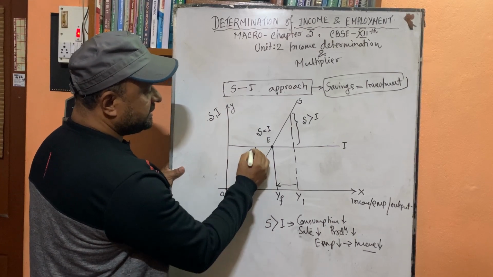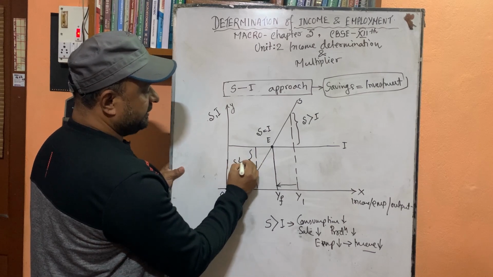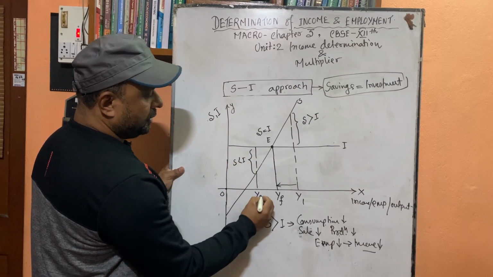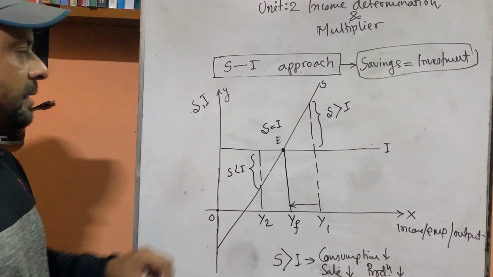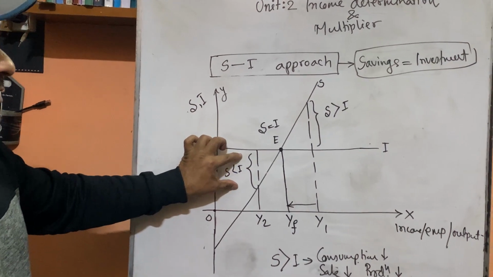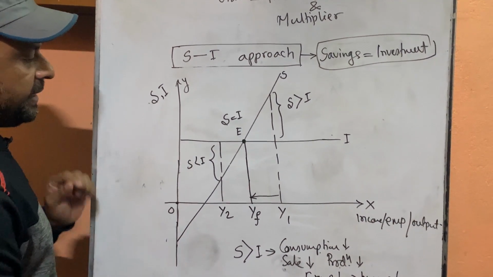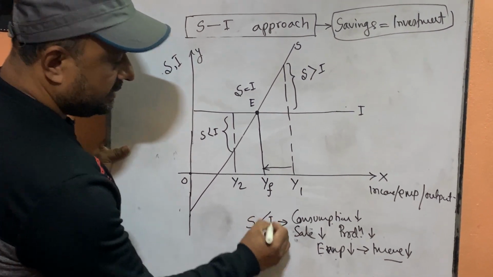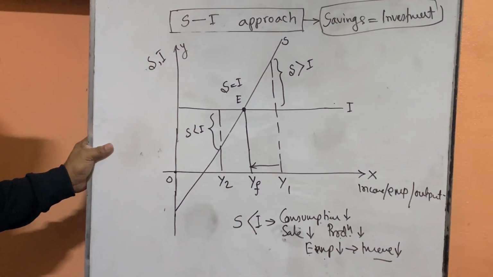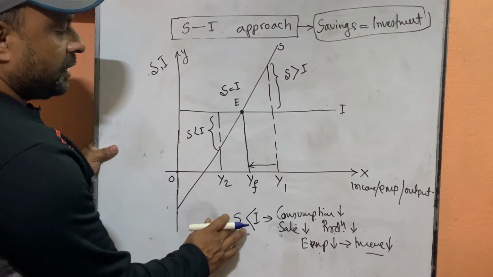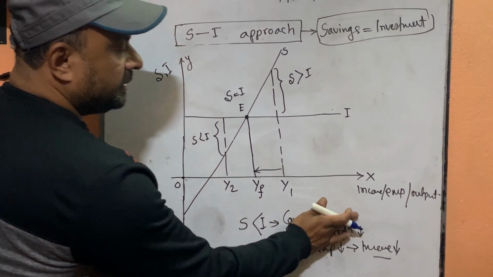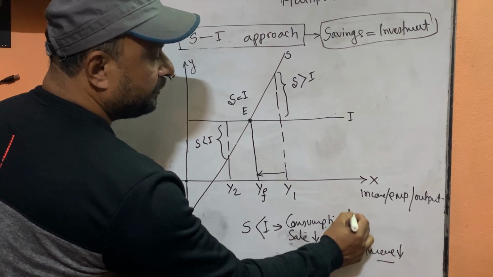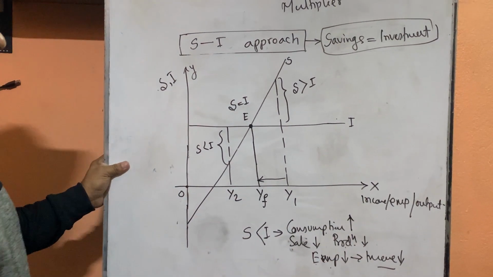If saving is less than investment, suppose the economy is producing at Y2 level, here saving is less than the investment. Just the reverse of it. Then how does the economy reach equilibrium? Here saving is less than investment. Then what happens? What does it mean? Consumers are saving less, which means they are consuming more. They are purchasing more goods from the country.